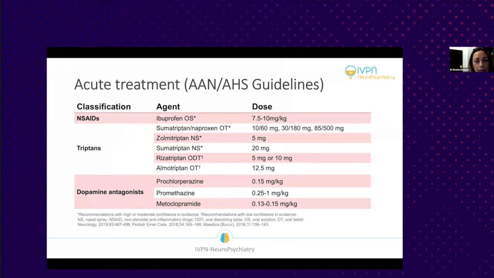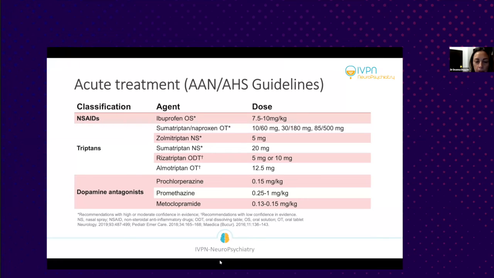So here is a list from the American Headache Society and AAN guidelines, looking at the different Triptans and NSAIDs. Now you can also have provider preference, but these actually do have FDA approval for children and adolescents younger than 18 years of age. Specifically, Zolmitriptan nasal spray has an indication for 6 years and older, and Rizatriptan dispersible tablet also has an indication for 6 years or older. The remainder of the Triptans are approved for 12 years of age and older.